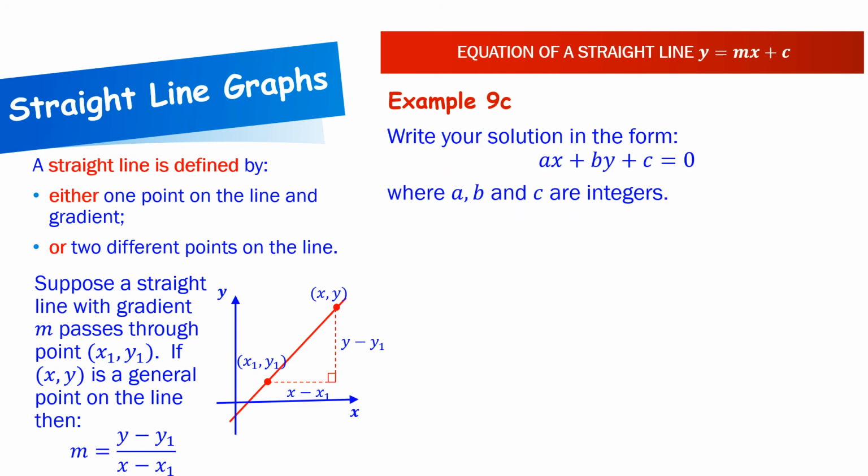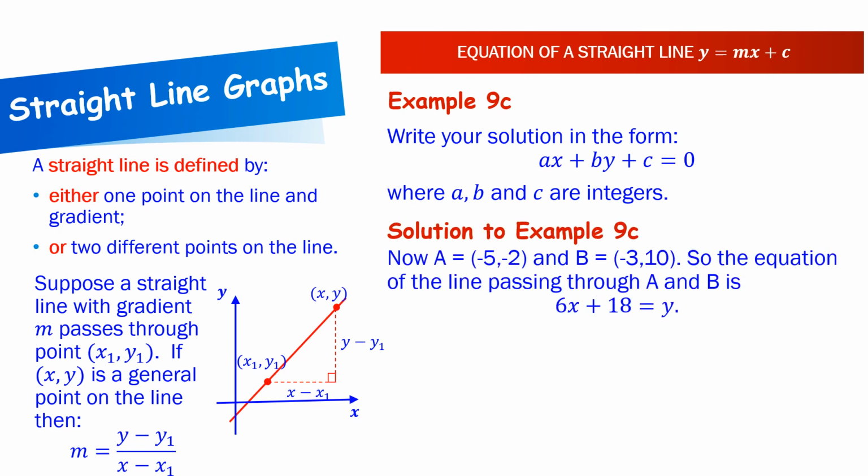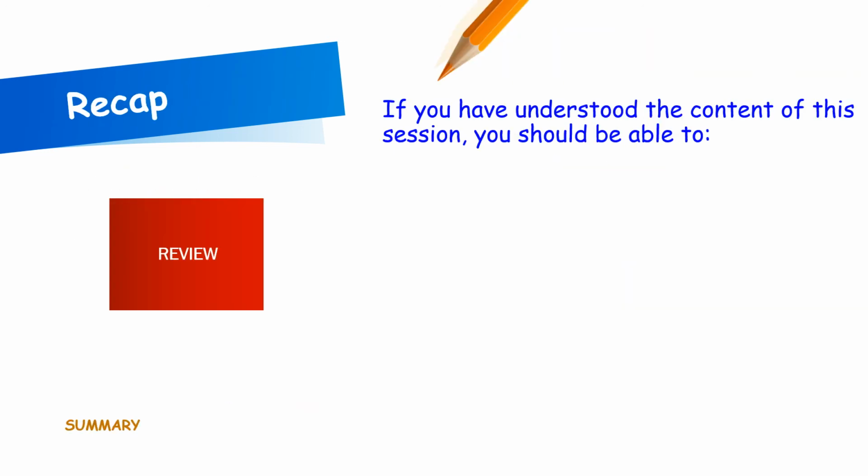Now let's solve example 9c, in which we are asked to express this equation in the form ax plus by plus c equals 0. So recall that the line was expressed as 6x plus 18 equals y. So let's rearrange this. If we subtract y from both sides, we obtain 6x minus y plus 18 equals 0. This brings us to the end of this session.